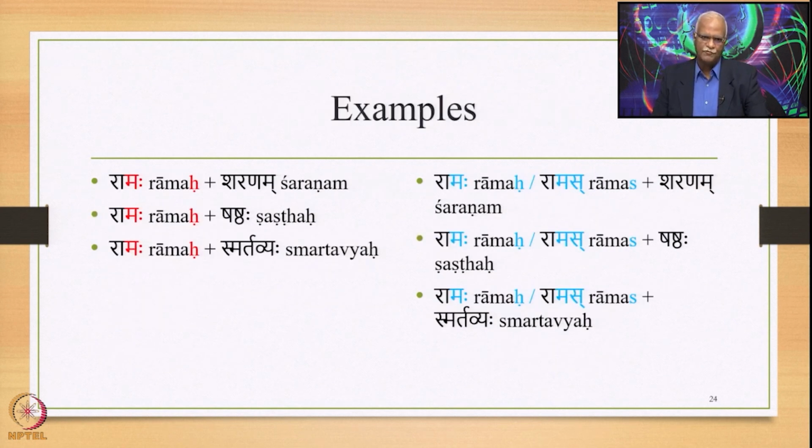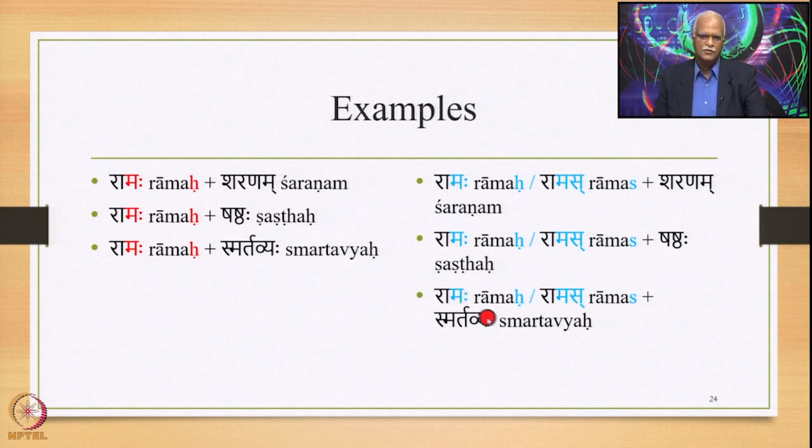For example, if you have Ramaha plus Sharanam, Ramaha plus Sharanam is the input, and we have Ramaha or Ramas plus Sharanam as the output. So the Visarga can be substituted optionally by sa, and so we have both these outputs. Similarly, Ramaha plus Shashtaha, so the Visarga is substituted optionally by sa. So Ramaha or Ramas plus Shashtaha, this is the output.